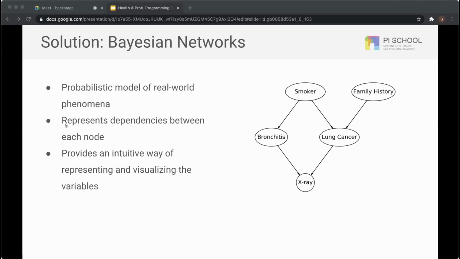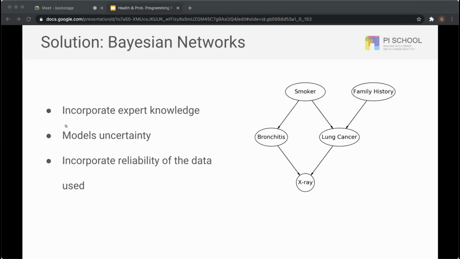So instead of traditional machine learning, you can use Bayesian methods and start by drawing a Bayesian network. Bayesian networks can be used to represent probabilistic real-world phenomena. For instance, you can model the diagnosis of lung cancer using patient habits such as smoking, and also maybe using family history. You can express different dependencies in the network by edges between different nodes, and this provides an easy and intuitive way of explaining your model.